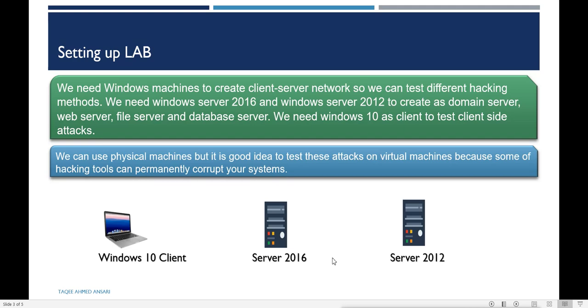It is separated from your main network. If you are using your physical machine in your main network, then when you run some attack on some machine, it can affect the other machines in your network also. So whatever you try to do, you should try to do on virtual machines. For virtual machines, we can use VMware and other virtualization software.